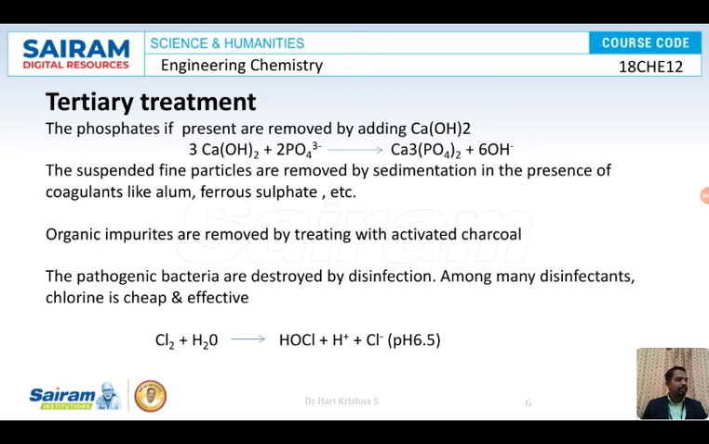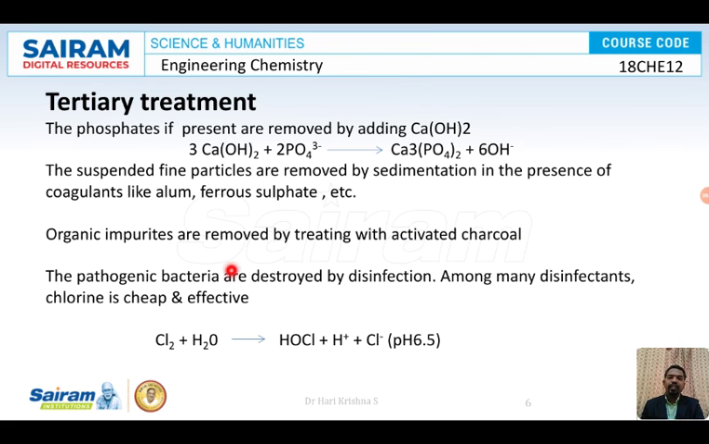Water may contain heavy metals. If water contains heavy metals like mercury and chromium, they are removed by adding insoluble sulfides. If water contains phosphate, it is removed by adding lime. Colloidal impurities are removed by adding alum or ferrous sulfide. If it still contains organic impurities, they are removed by treating with activated charcoal.